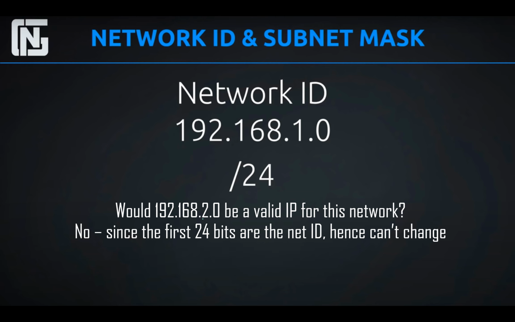Basically the problem here is that this is a 2, but this is a 1. Since we're saying the first 24 bits are all for the network ID, they should always be 192.168.1. But here we've got a 2, which is of course going to be a different network. Let's try this one, 192.168.1.2.